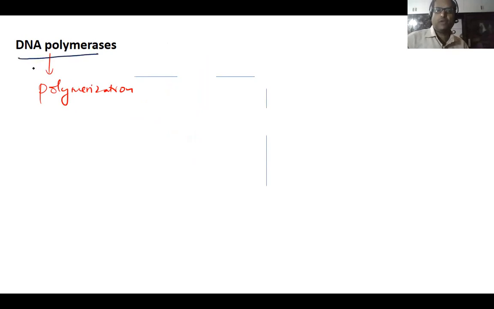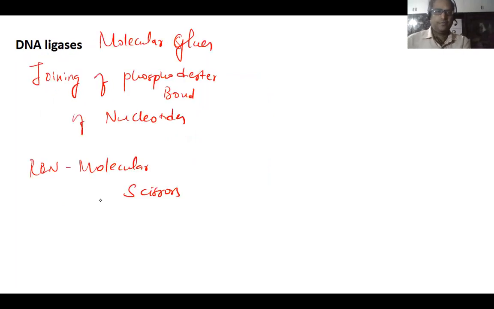Polymerases mean that polymerization of DNA is done, where nucleotides are joined by DNA polymerase 1, 2, 3 and so on, as you would have studied in molecular biology. The same applies here also: DNA ligase. DNA ligase can also be called a molecular glue, whereas restriction endonucleases are called molecular scissors.